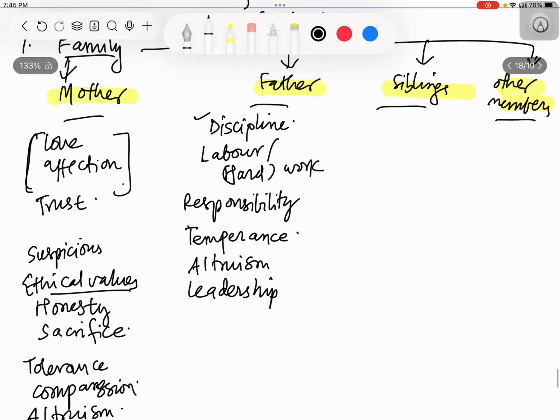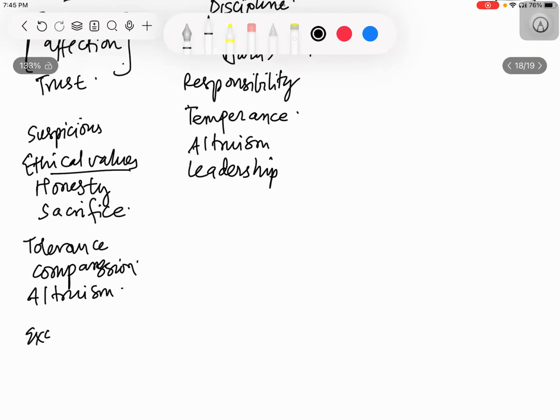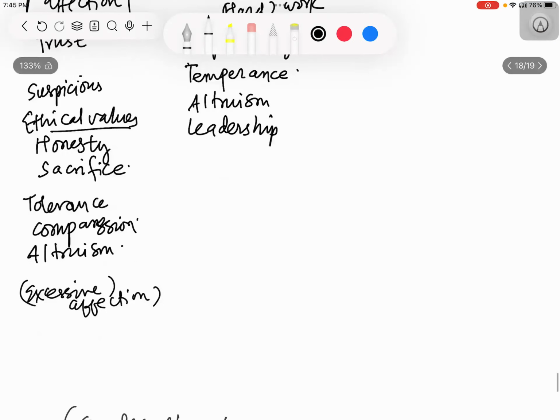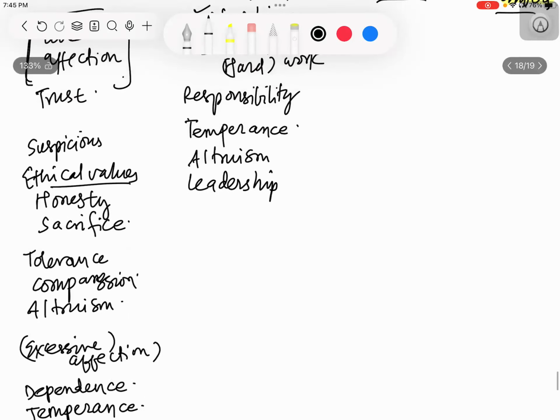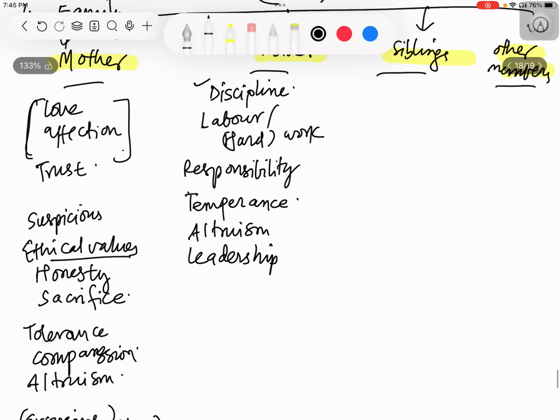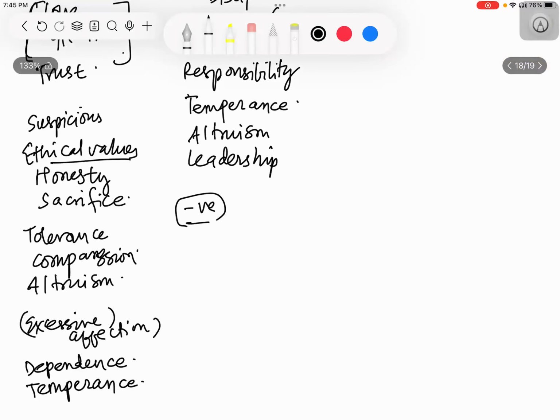What else? Any negative thing mother or father might teach? See, if mother gives excessive affection, what will that teach? That will teach a negative kind of value to the child. What kind of value? Over dependence, right? The child will become spoiled, and there will be an issue with temperance. Temperance in the sense that, say for example, he or she will not be able to manage anger, there can be an issue. A spoiled brat type will remain. Okay. Father's negative values, suppose negative values, which? If something becomes excessive, it is negative, the child may develop fear inside.